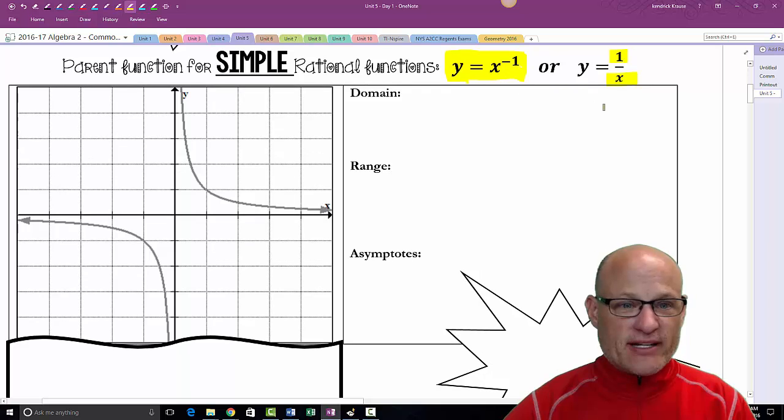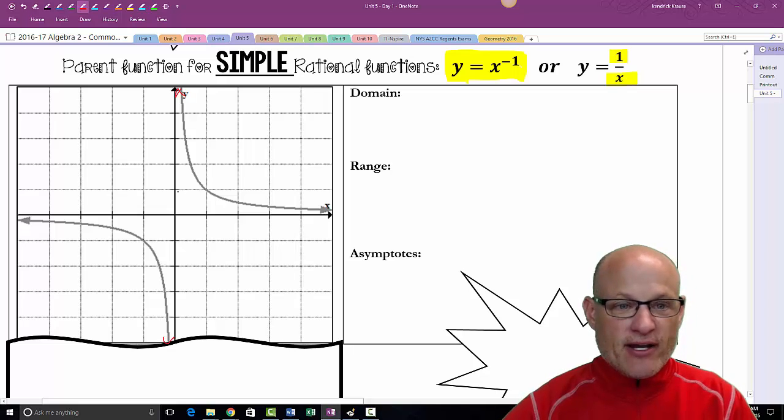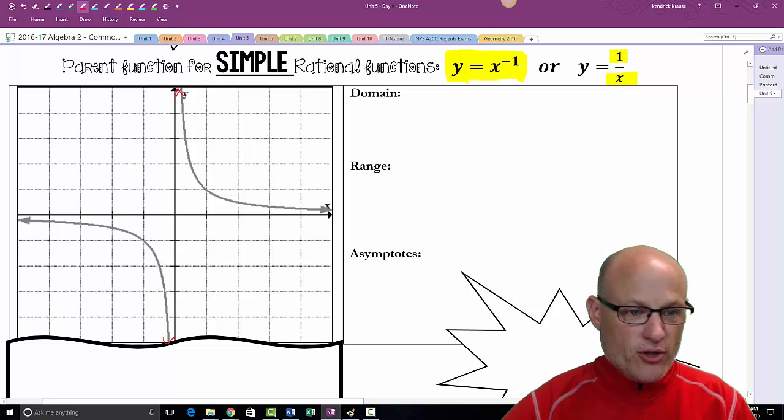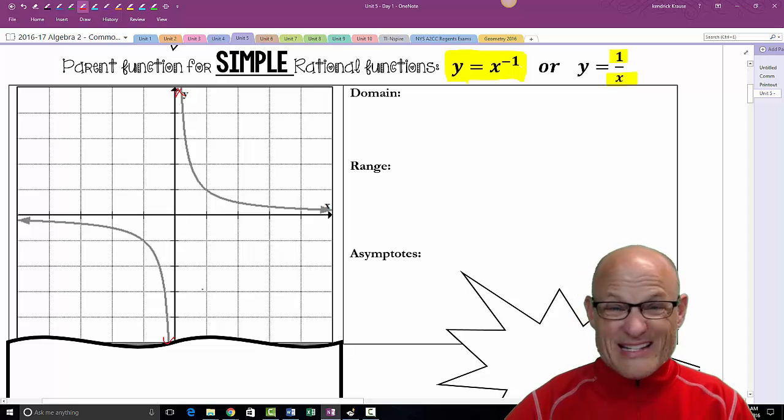So its parent function looks like this over here. You see this over here? Should have some arrows here. Somehow I missed an arrow there, and I probably just cut it off down there. Anyway, the parent function looks like this. And then, why does it look like that? Why in the world does it look like that?